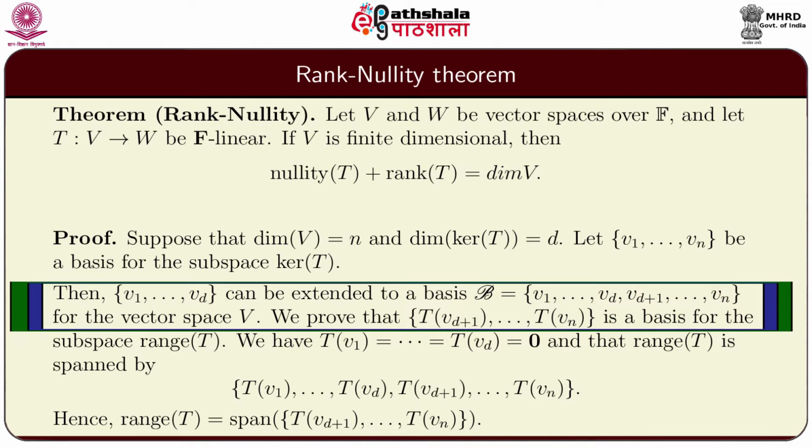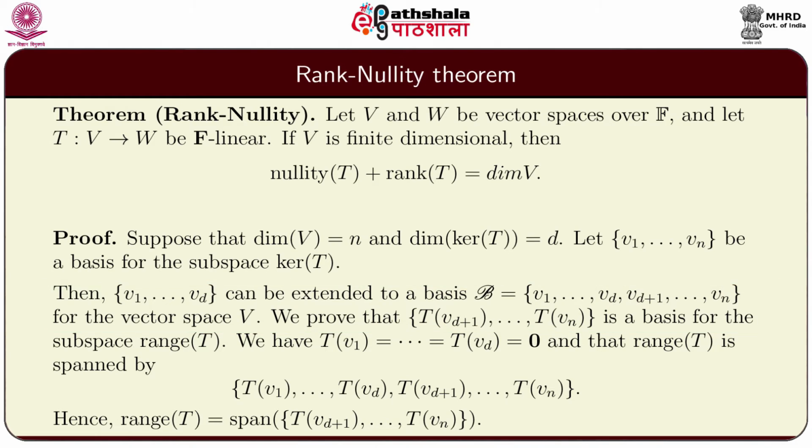We know that it can be extended to a basis of the whole vector space V. Let us name those extra elements as v(d+1), v(d+2) and so on up to vn. Then this whole collection of vectors v1, v2 and so on up to vn is a basis for V. Now, we claim that the vectors T of v(d+1), T of v(d+2) and so on up to T of vn would form a basis for the subspace range of T.